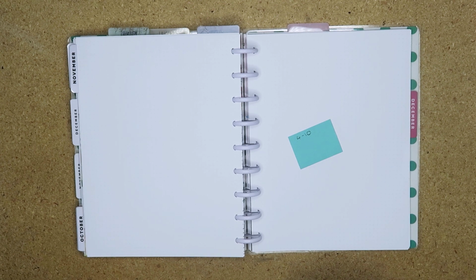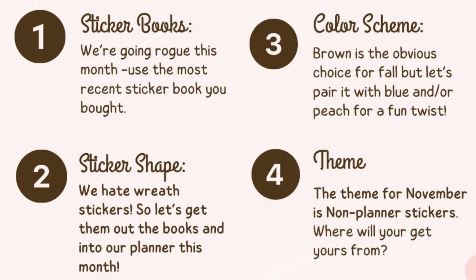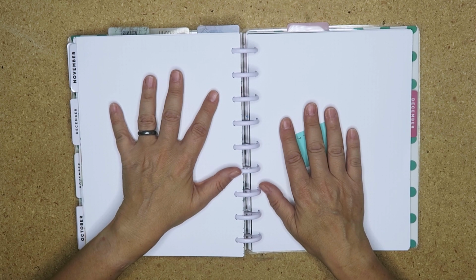Okay, challenges for the Planner Stash Challenge for November. Color: brown, blue and peach. I'm not sure that I have any books of that color scheme, but maybe. Sticker book that you last bought. That could be something that I do. I don't know which one that one was. Wreaths, which I actually might use in a different project, but I will be using those, and non-planner stickers. So those are the themes for this month.